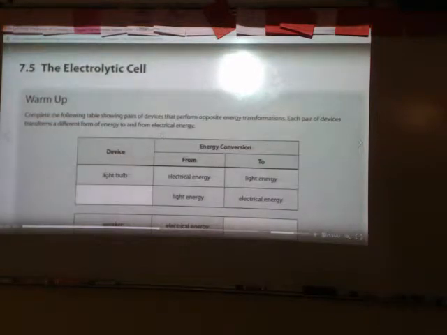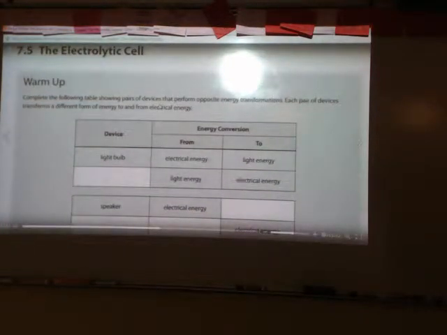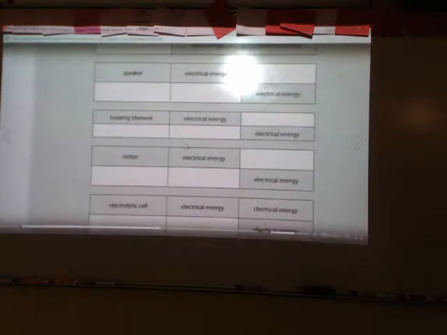Okay. All right, we're on the electrolytic cell. We are skipping the warm-up. Let's go down here to the structure and function of an electrolytic cell. And an electrolyte is going to be a solution in water that conducts electricity, and it conducts because you have a molten electrolyte. That means it's melted. That means the ions are freely moving. Or you have an electrolyte solution. Electrolyte solutions have freely moving ions.